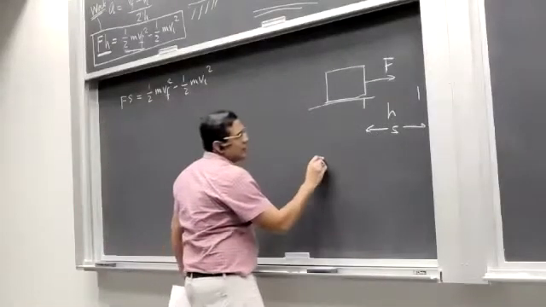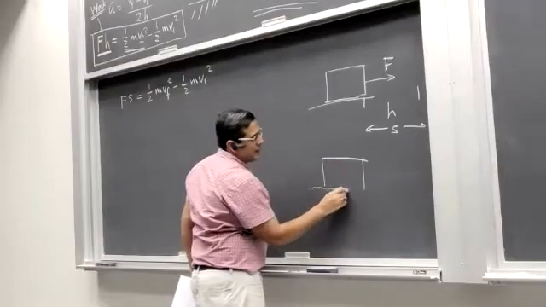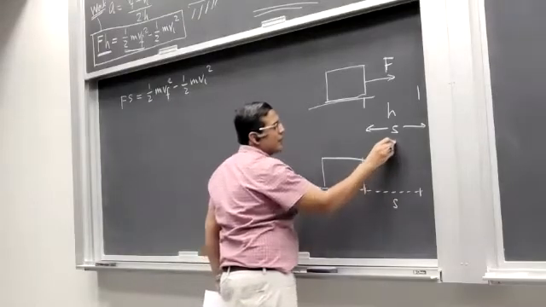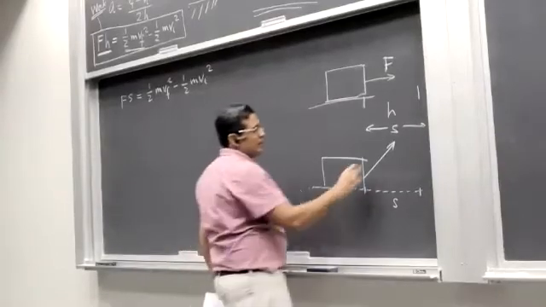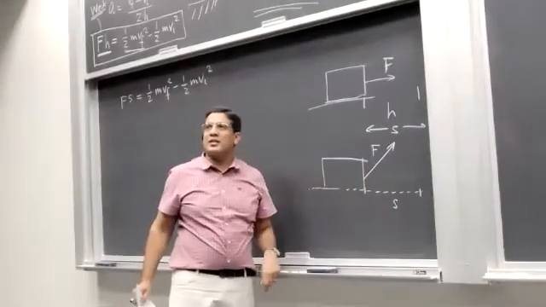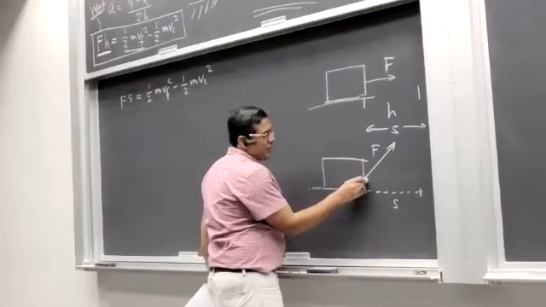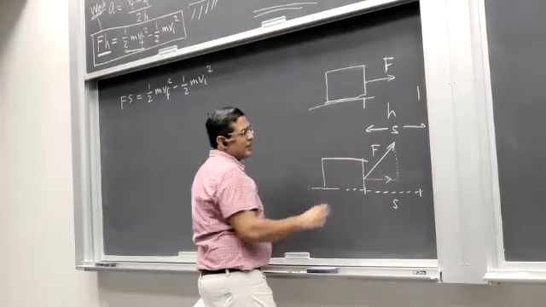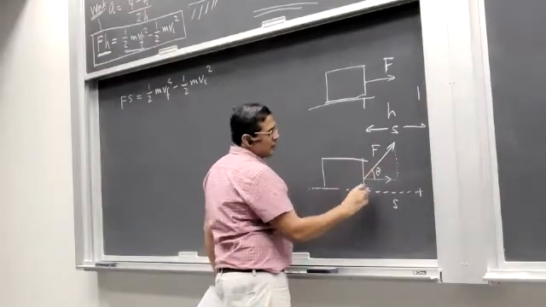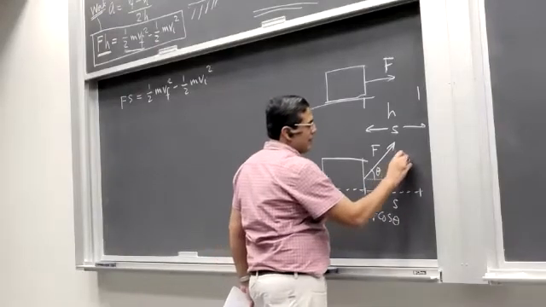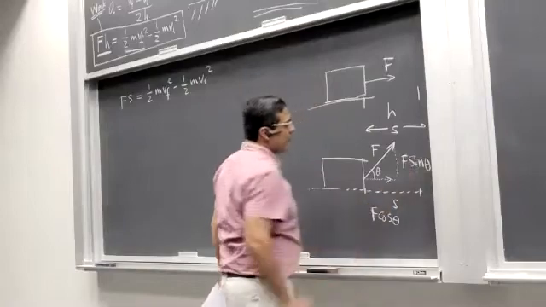But what happens if the situation is this: you cover a distance s from here to here while you exert a force in this direction? Is the work still simply the product of the force and the distance? No. So we need to work it out. We need to resolve the force into two components. The force is exerted along this direction, let's say at angle theta. Then the x component of the force is F cosine theta, and this is F sine theta.